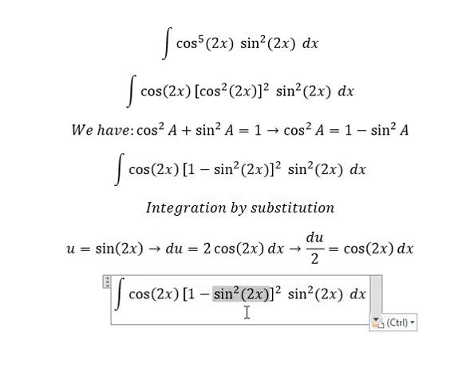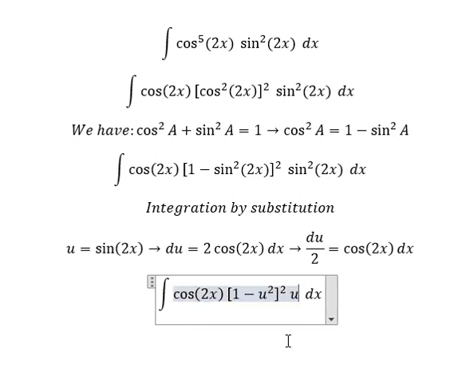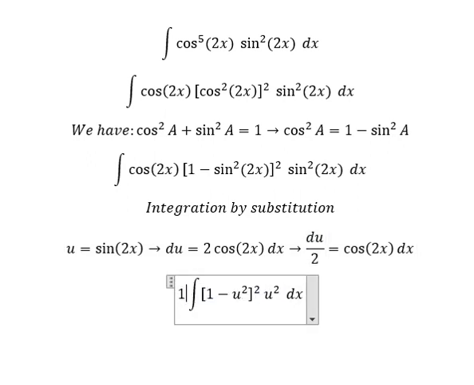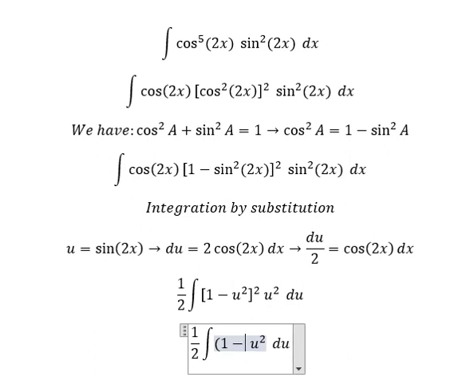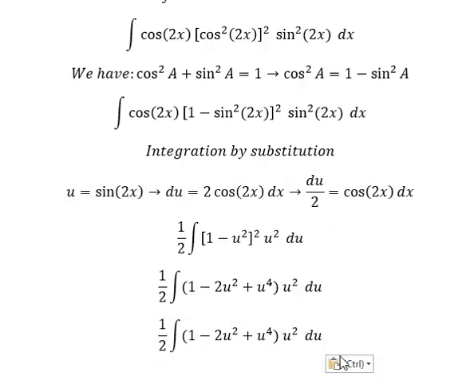This one we change for u. This one we change for u. Cosine 2x dx we change for this one. Now we need to expand this one. So u square multiplied by this one, and this one.